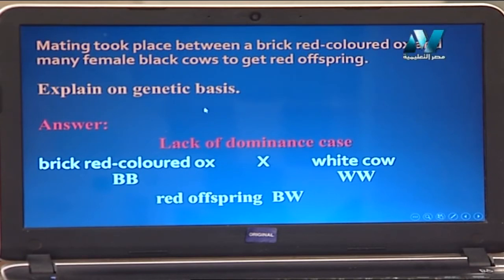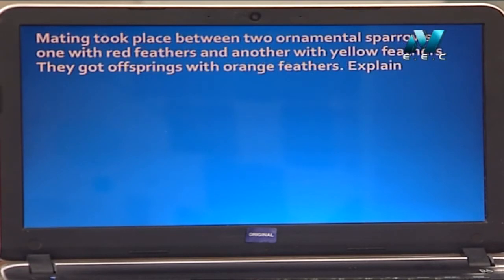This is lack of dominance, and we express the letters of lack of dominance like as you see here: the brick red color, B capital, white cows, W capital, and the offspring will be BW. This is another or third phenotype for the character, and this is lack of dominance.